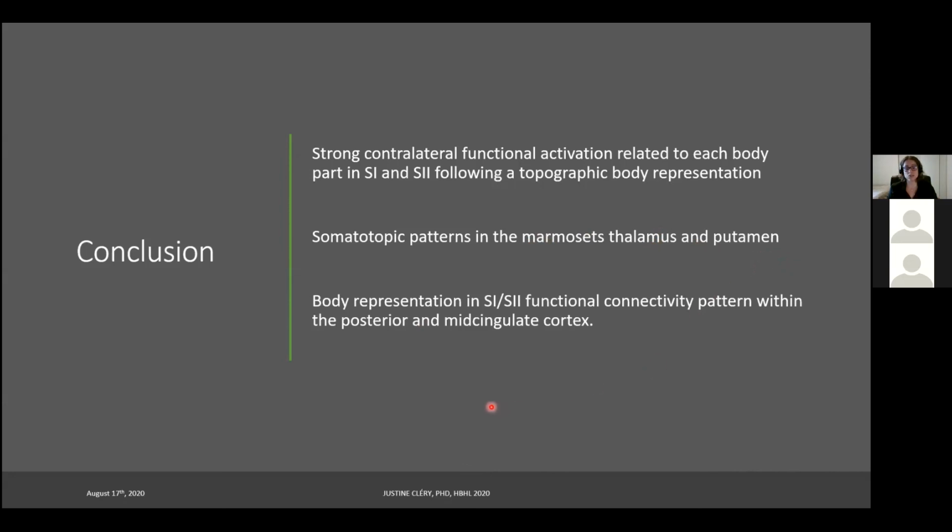Lastly, using resting state functional data, we also reveal that S1 and S2 exhibit a body representation in their functional connectivity pattern with the posterior and mid-cingulate cortex. This activation and connectivity were consistent with previous findings in human and macaque monkeys, indicating that the organization of the somatosensory system is conserved across primates.